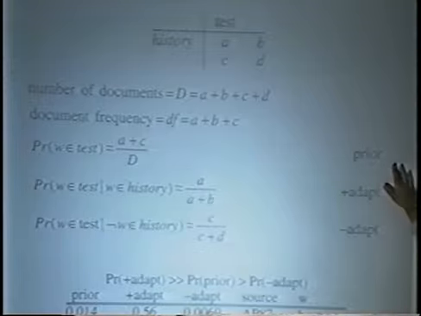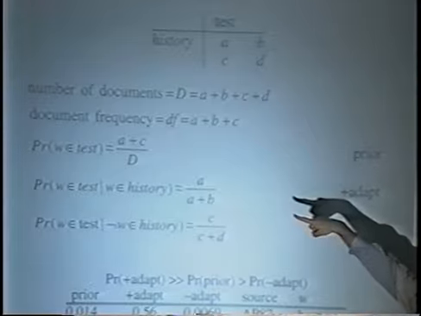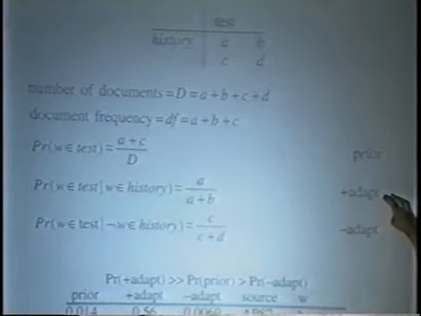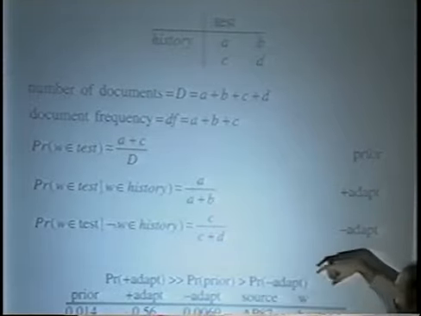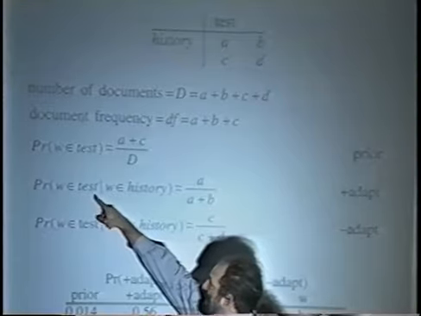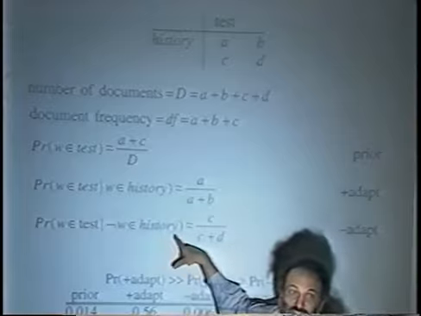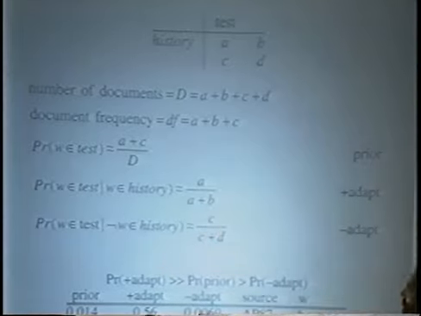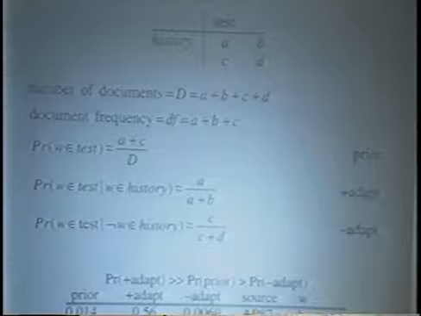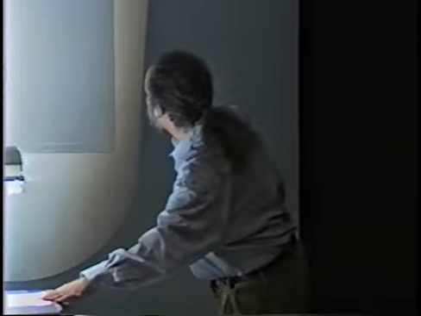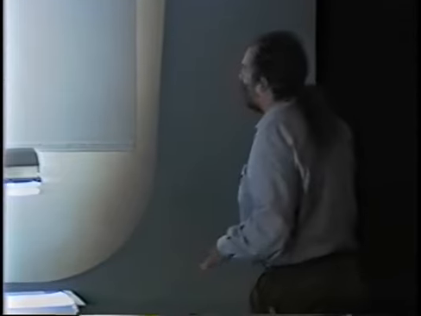The prior probability of being in the test is A plus C over D. And then these are the two quantities I'm really interested in. This is the positive adaptation and the negative adaptation. The positive adaptation is what's the chance of being in the test given that you were in the history. The negative adaptation is what's the chance of being in the test given you weren't in the history. And these are straightforwardly determinable from this. We'll get to later some issues about how to smooth, because for a less common word, I can't just use the observations. But let me skip that for now. "Hostages" is such a common word in this domain that it's pretty straightforward.